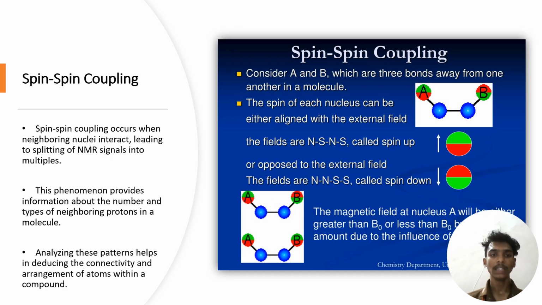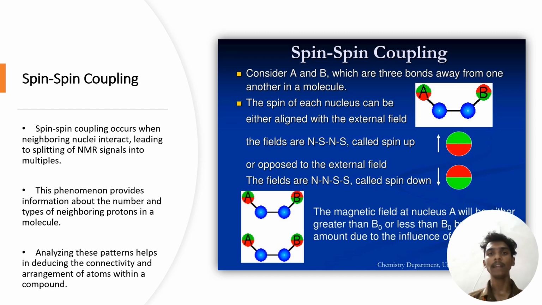Spin-spin coupling. Spin-spin coupling occurs when neighboring nuclei interact, leading to splitting of NMR signals into multiplets. The phenomenon provides information about the number and types of neighboring protons in a molecule. Analyzing these patterns helps in deducing the connectivity and arrangement of atoms within a compound.